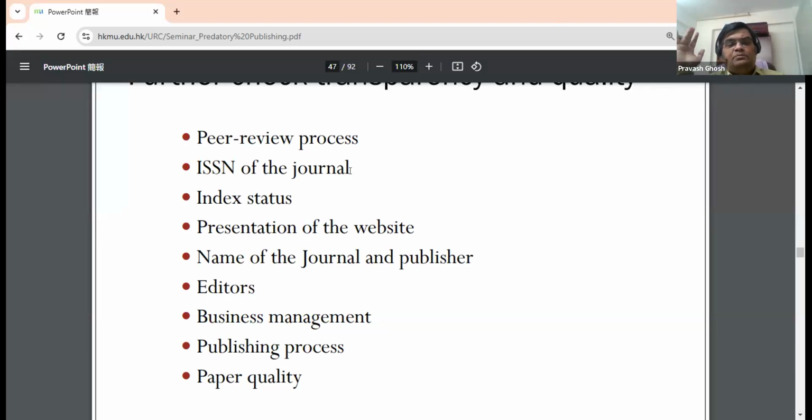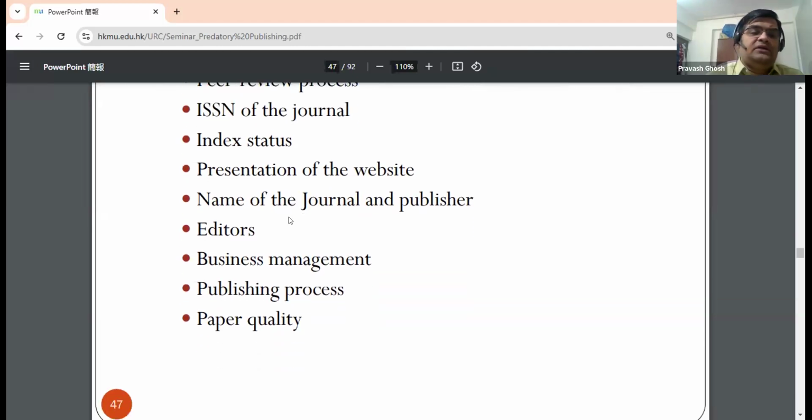We are approved by this UGC. How can a global journal that has global researchers or global universities as its clients be bound to UGC care? Nothing is there with UGC care for a global journal, right? For a national journal, maybe UGC plays a role, right? So presentation of the website, very important.